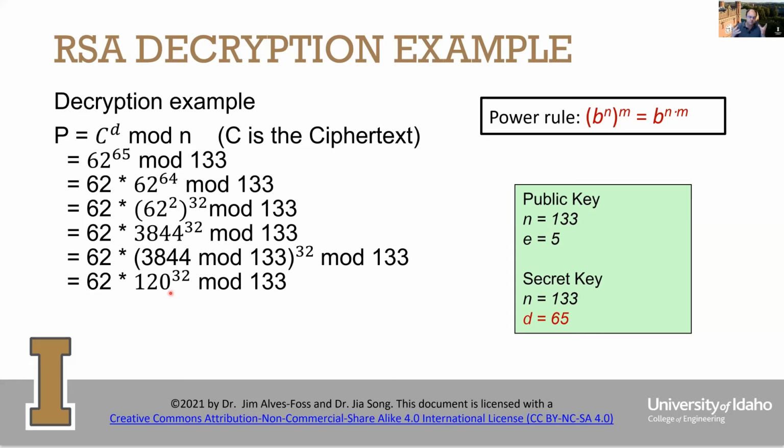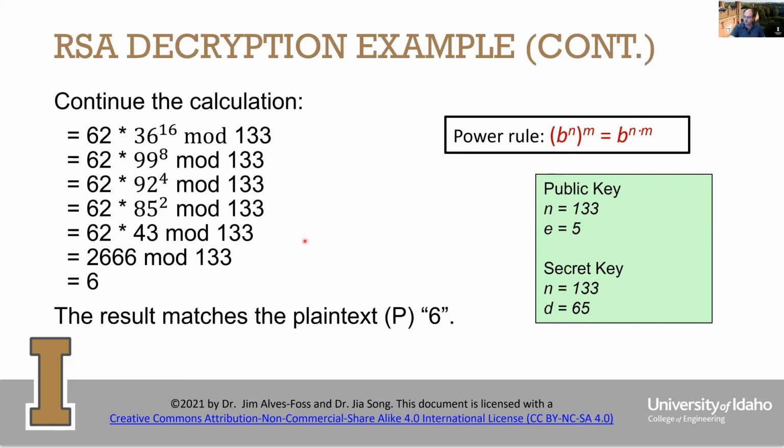That's how we actually do this with the computers. Again, don't worry about doing the math. I'm just letting you know it's there. So, which then becomes 36 to the 16, then 99 to the 8th, et cetera, boom. Eventually, we do the calculation, it becomes a 6. So the math works. That's what you need to know. Trust me.